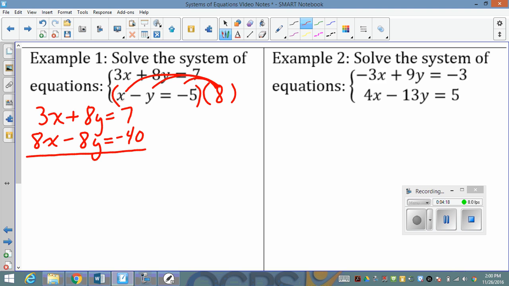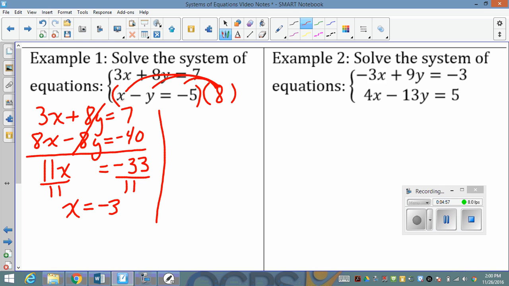Then I'm going to add my equations together. Now notice immediately right there, I eliminated the y. If that doesn't happen, then you've done something wrong. You got to figure out what it was. Combining my like terms, 3x plus 8x is 11x equals 7 plus negative 40 is a negative 33. Signs are different, so I subtract and keep the sign of the larger. Now that gives me a nice, easy equation to solve. Dividing both sides by 11, I get x equals negative 3.